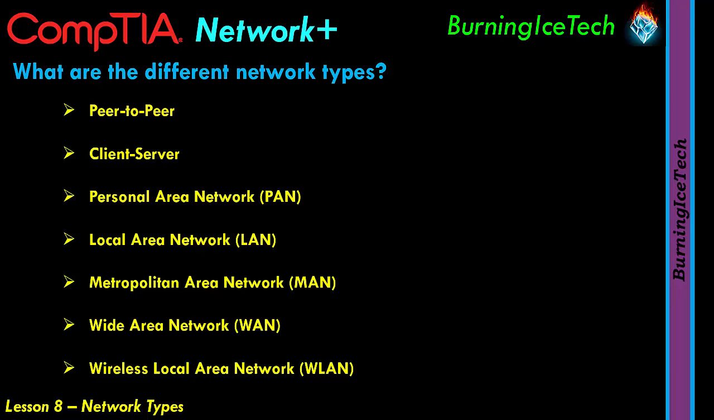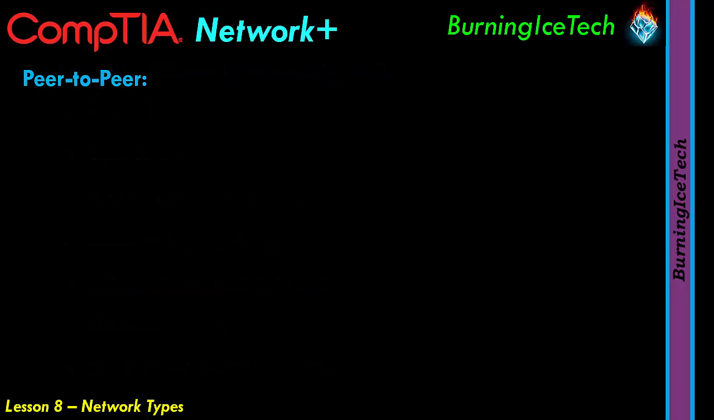Alright, now that I have a list of network types going for us here, guys, let's start discussing these network types one by one, starting with the first one here on the list, which is peer-to-peer. Now, folks, with peer-to-peer networks, no device is a client, nor is any device a server. So it's not a client-server network. They're all actually both a client and a server. Yep, that's right. All devices in a peer-to-peer network act as both a client as well as a server.